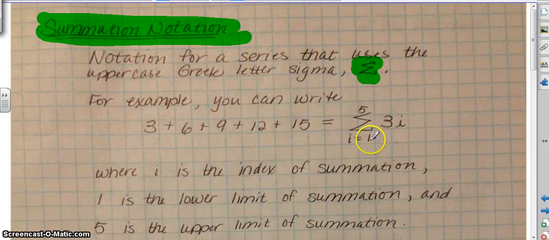I equals 1 means I'm starting by putting in 1 into my formula, and then I would put in 2, 3, 4, and finally end on 5. I is called the index of the summation. 1, this number right here, which is not always 1 by the way, in this case it is, is the lower limit of the summation, and 5 is the upper limit of the summation.